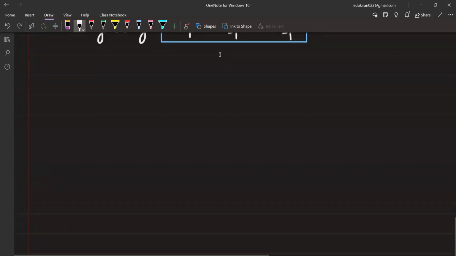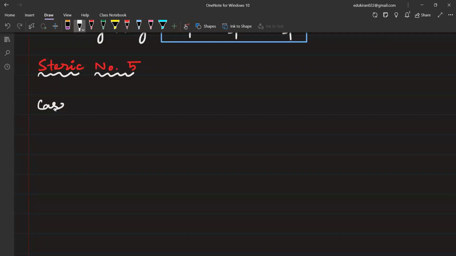So steric number 4 is completed. Steric number 4 was longest. We have to discuss many things there. And right next, steric number 5. Now, in steric number 5, we'll take the first case. In the first case, we will be having 5 sigma bonds and 0 lone pair electrons.